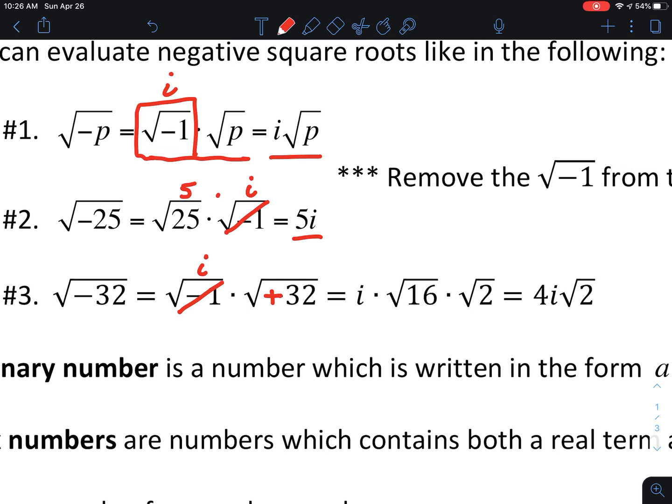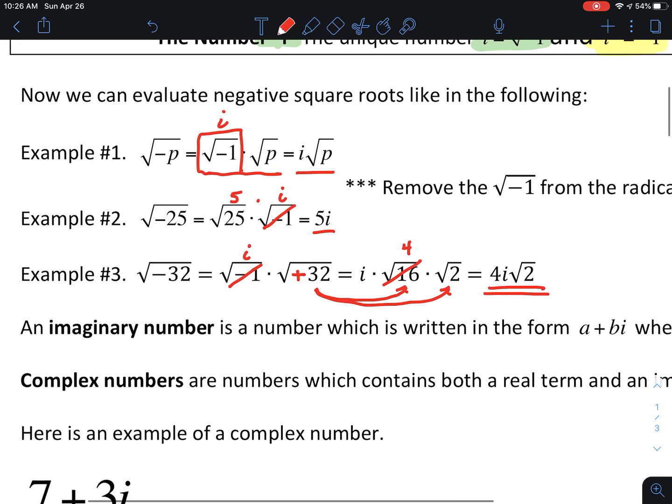16 is the highest perfect square number that's a factor of 32. So I broke 32 down into the square root of 16 and the square root of 2. Okay, 16 times 2 is 32. So the square root of 16 is 4, which means when I pull it all together, I have i times 4 times the square root of 2. That's going to leave me with 4i square root of 2.